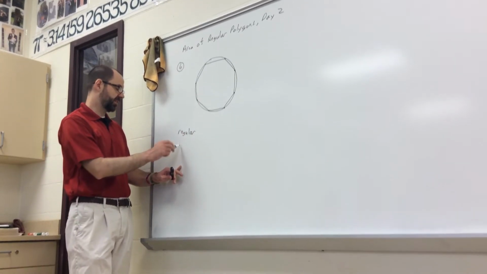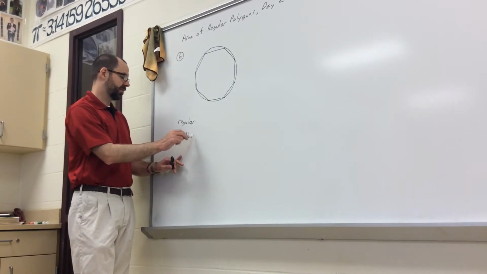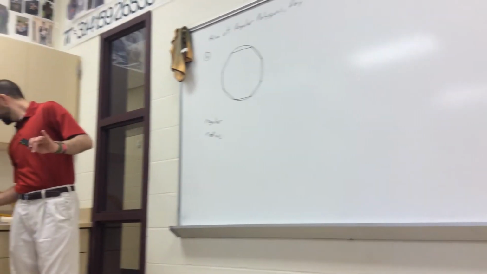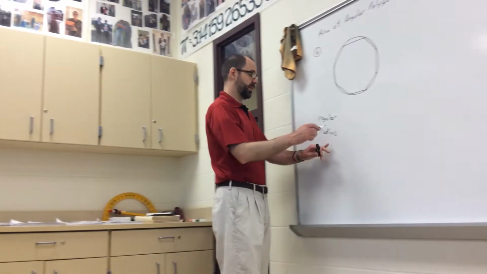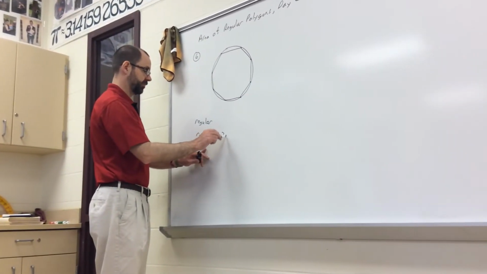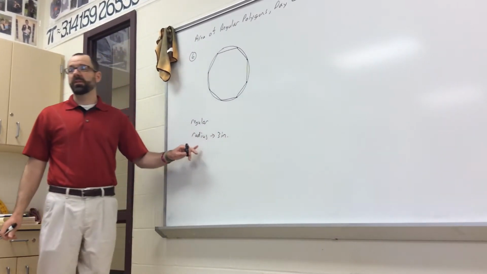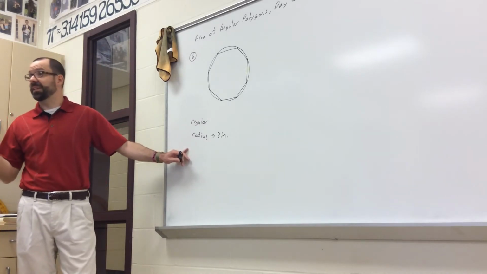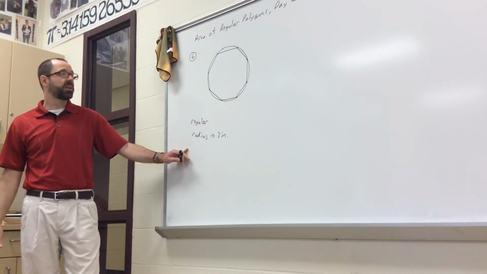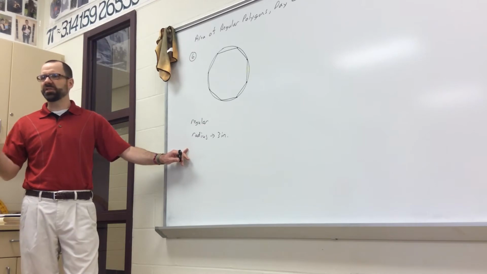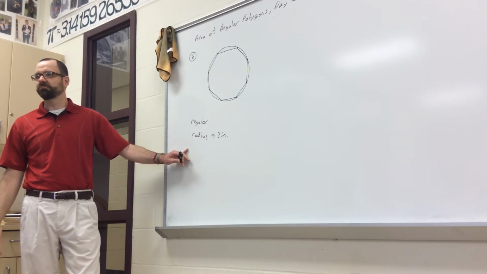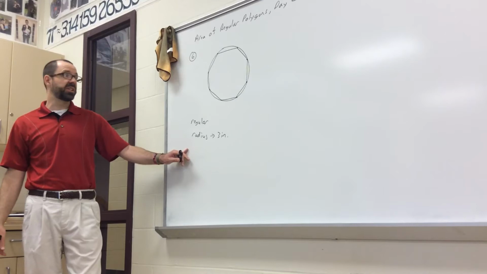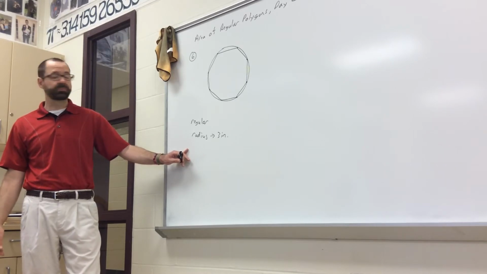And they tell us that the radius of the circle is 3 inches. And then they ask us to find the area of the octagon. So the circle is kind of there just as extra. We don't need the area of the circle. We just need the area of the octagon.